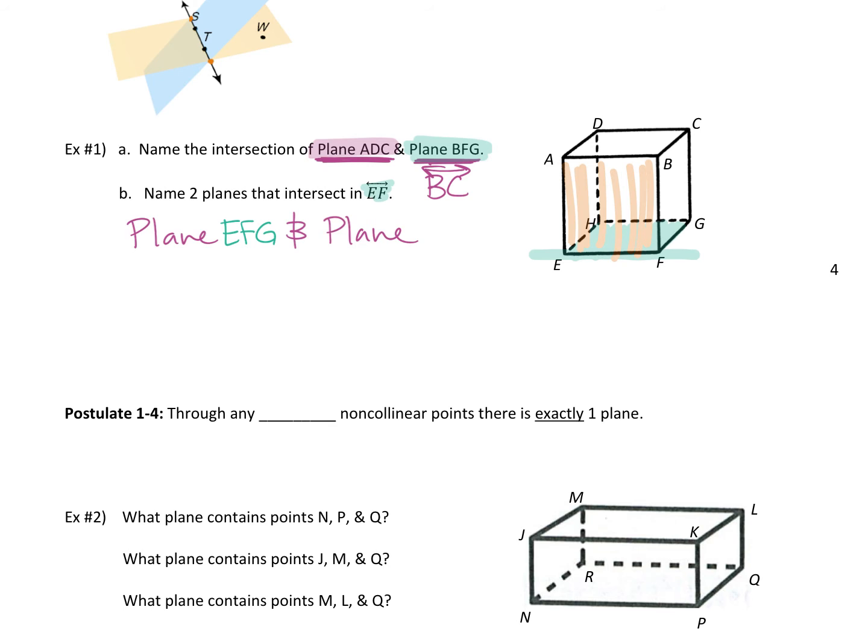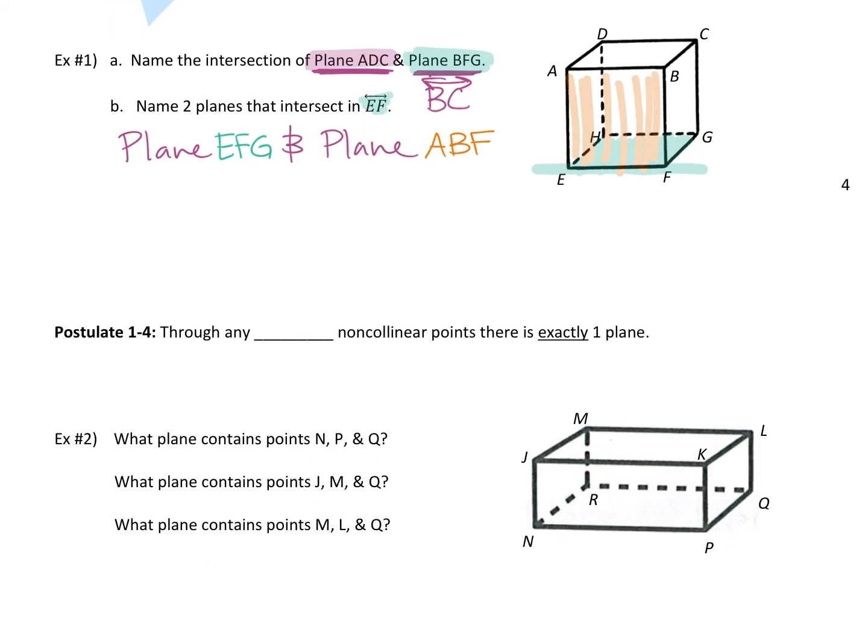How would you name the orange plane? ABF, ABFE, AEFB, okay? Any of those work. It's whatever you see, as long as it's the right thing that you see. All right, questions on that?